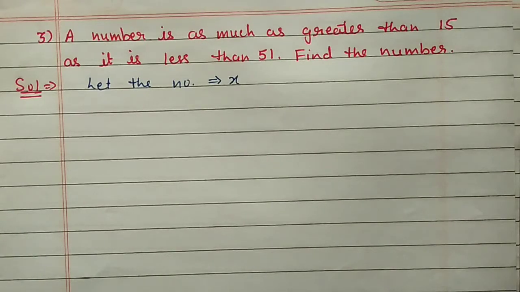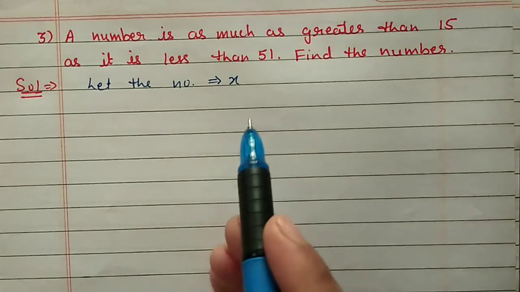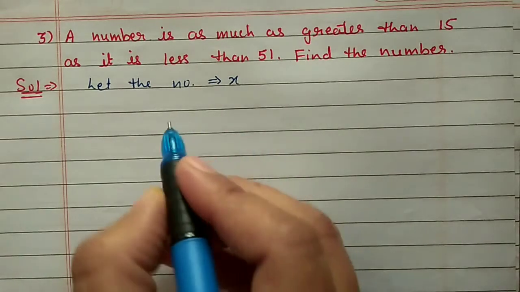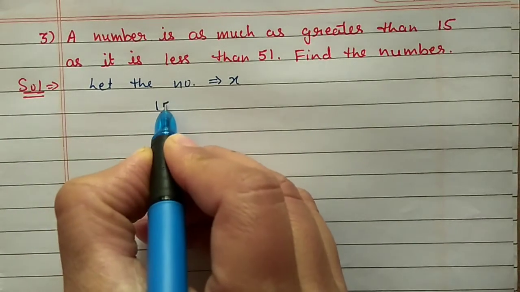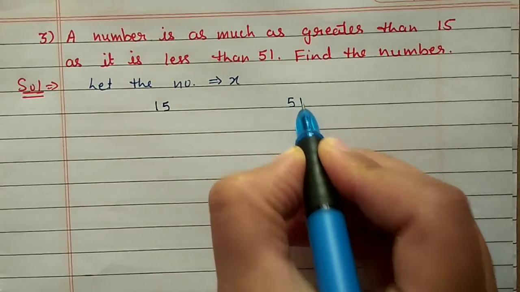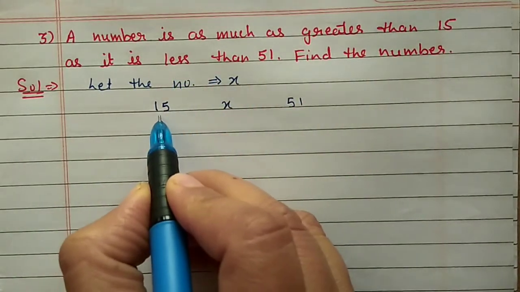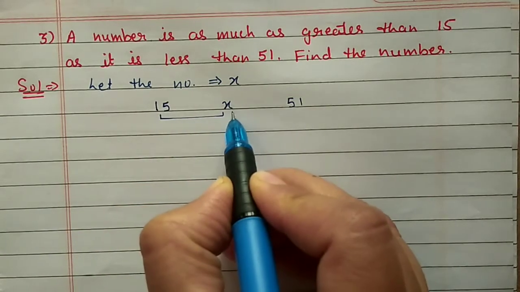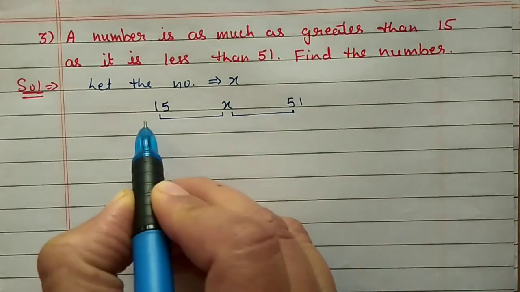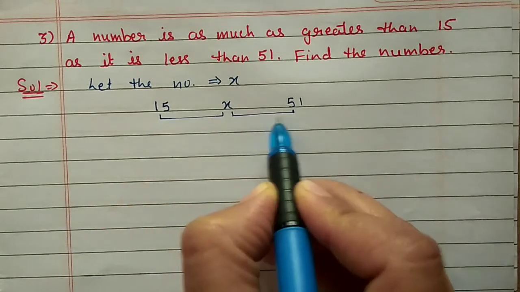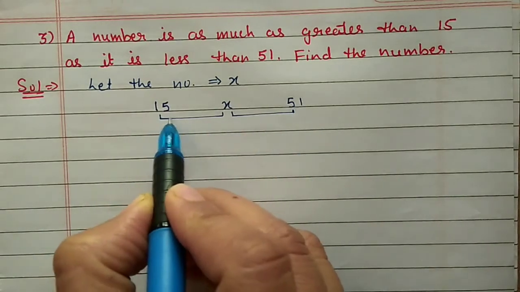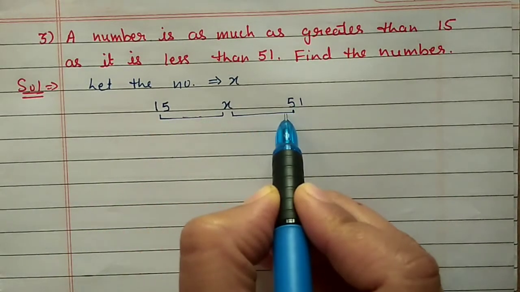Next question number 3. A number is as much greater than 15 as it is less than 51. Find the number. So we have taken, let the number is x. Now condition is that this number is between 15 and 51. And it is given this number is more than 15 but less than 51. And the difference between here and here it is same.